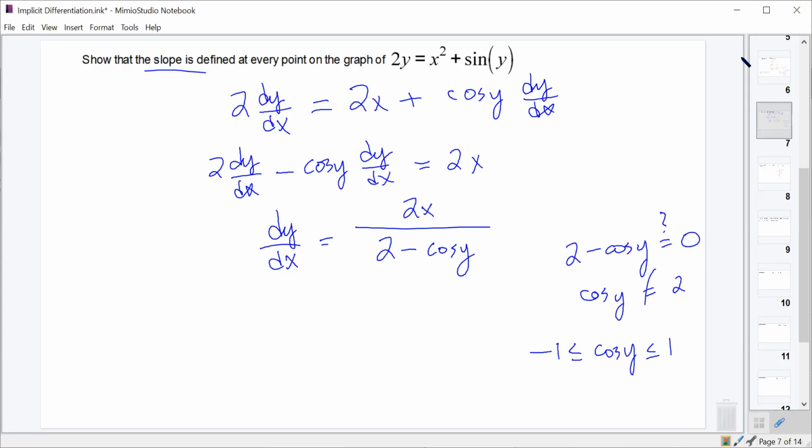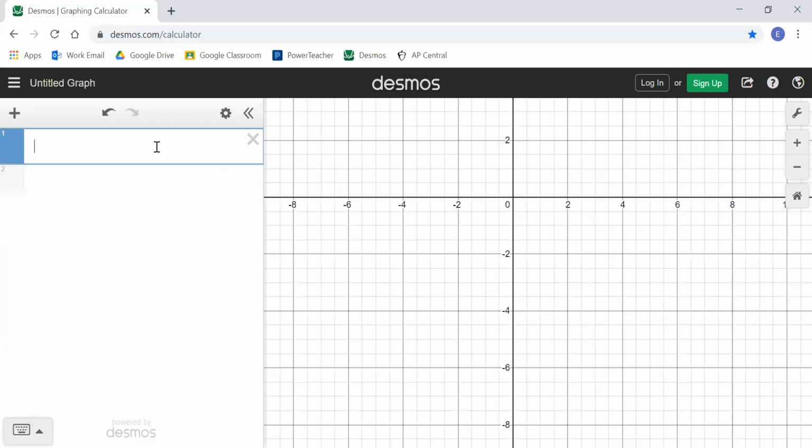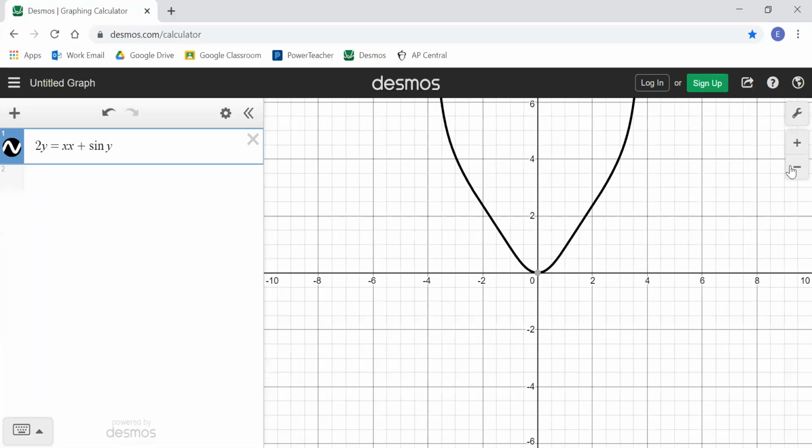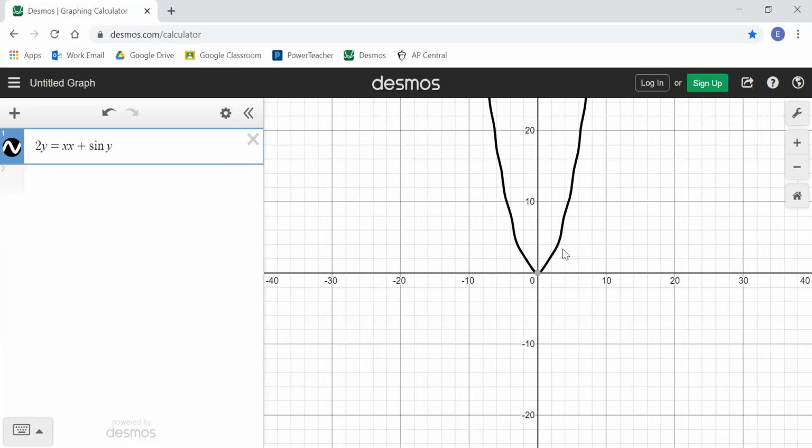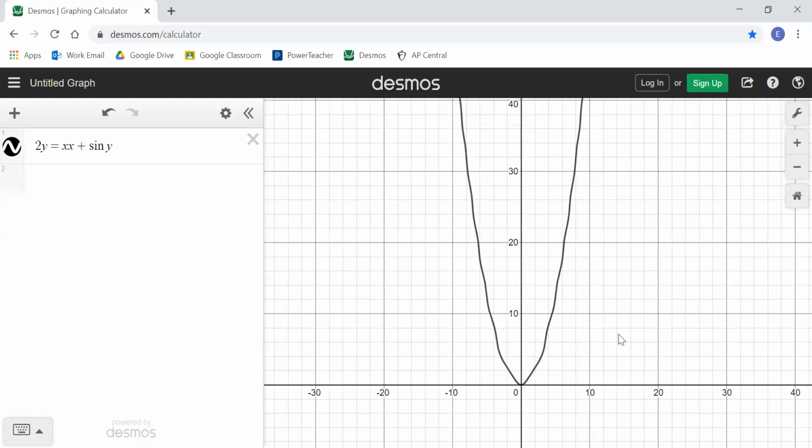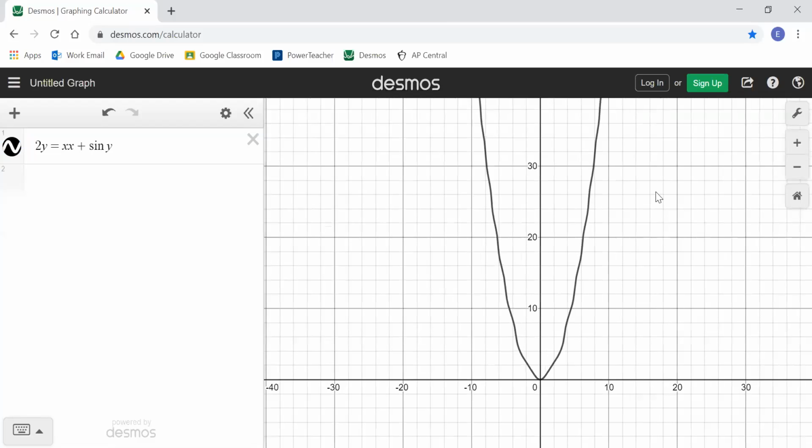And just for fun, we could look at the graph of this and see that there's no vertical tangent lines to it. We had 2y equals x squared plus sine y. And we get this, I'll zoom it out a little so you can see. You get this wavy little parabola kind of looking thing, true? It's like a parabola if it's done too much drugs or something. Everybody good with that? Yeah.